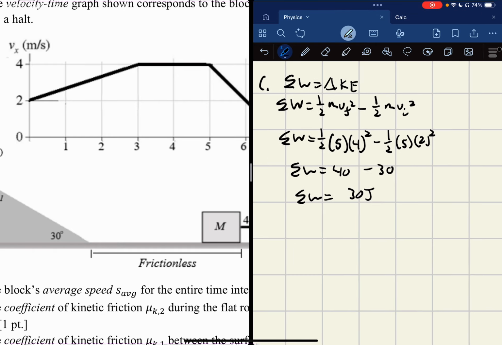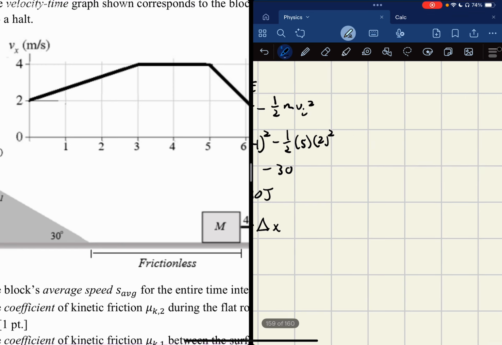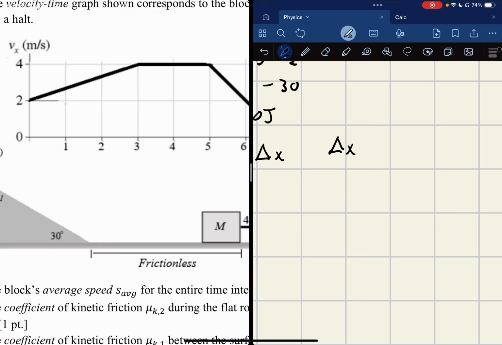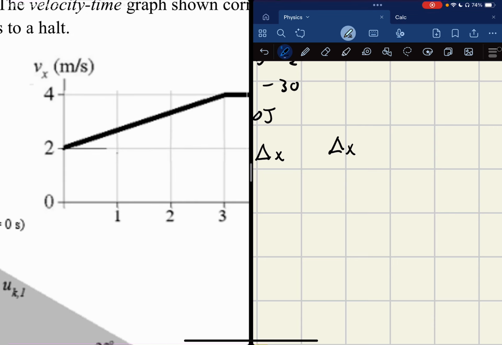And then from there, as mentioned before, we know that net work is equal to your net force times displacement x. In this case, displacement x is basically this triangle and rectangle here. So it's equal to 1/2 times 3 times 2 plus 3 times 2. So displacement x is equal to 3 plus 6.